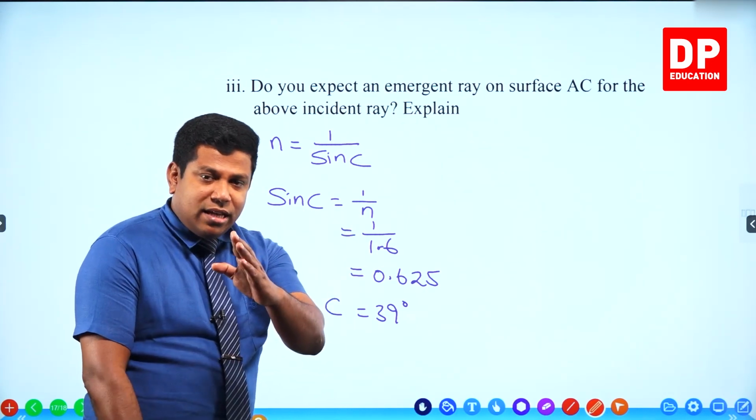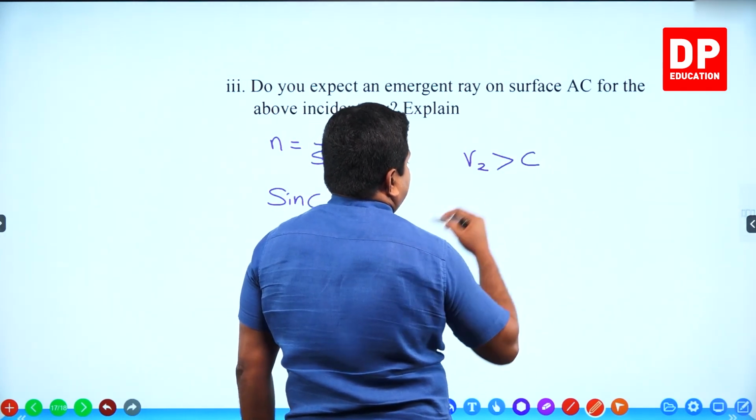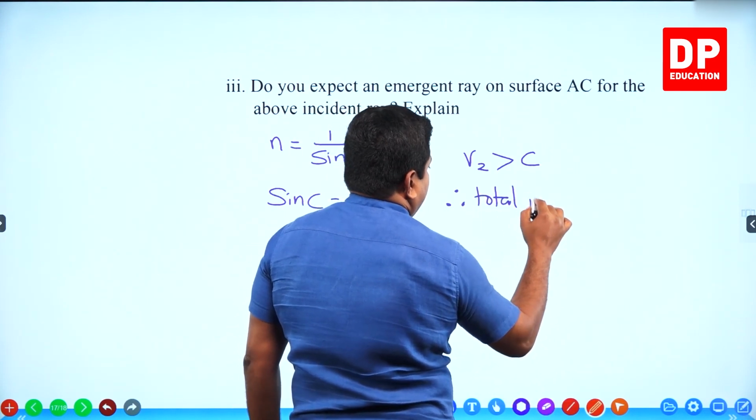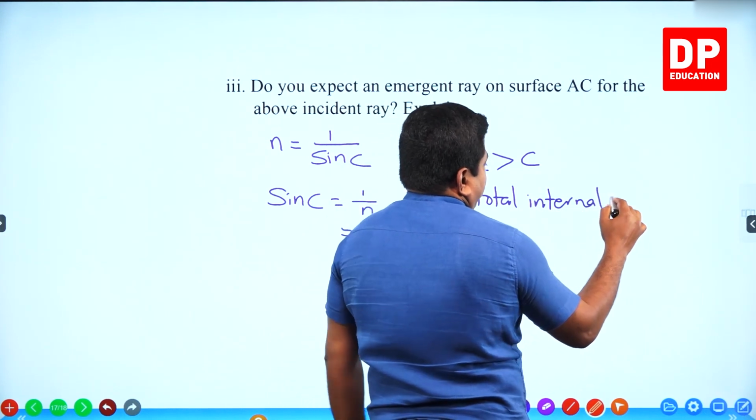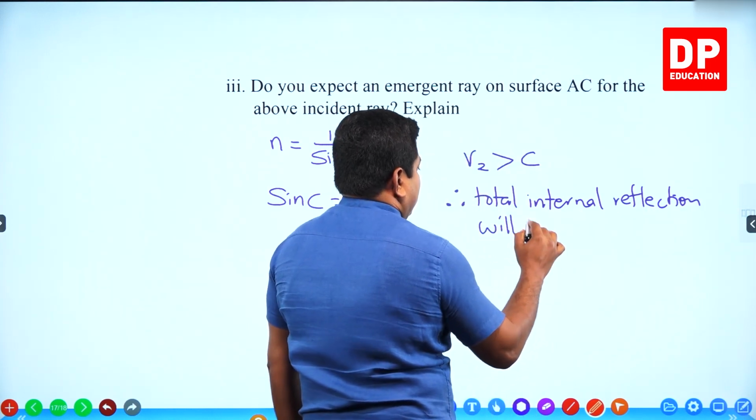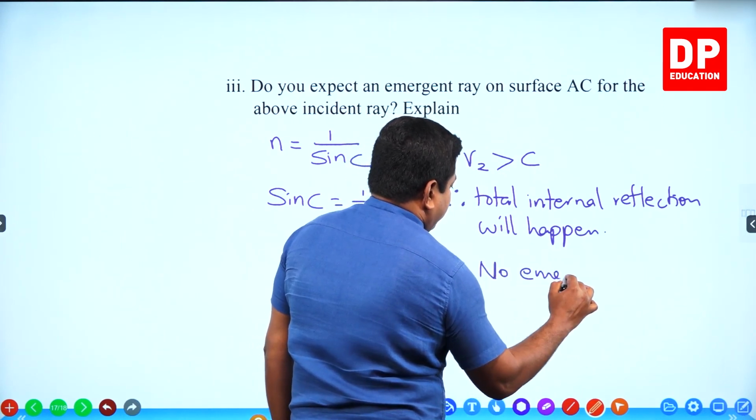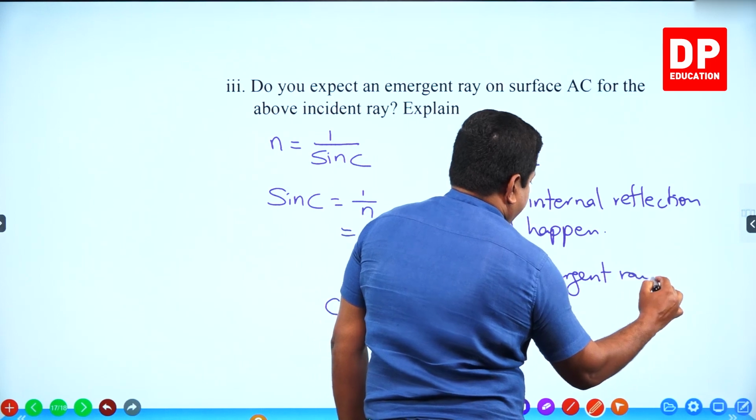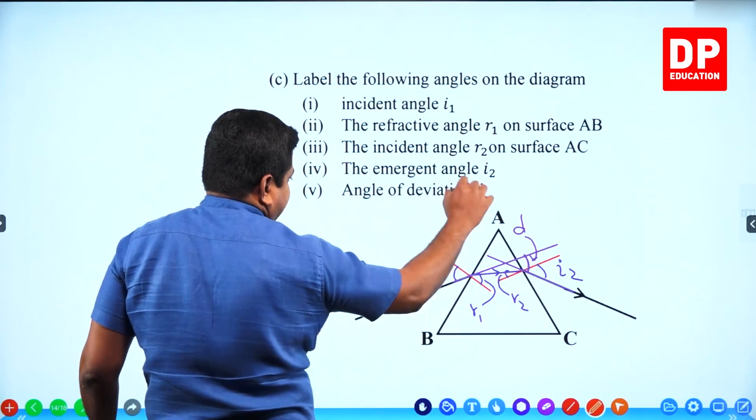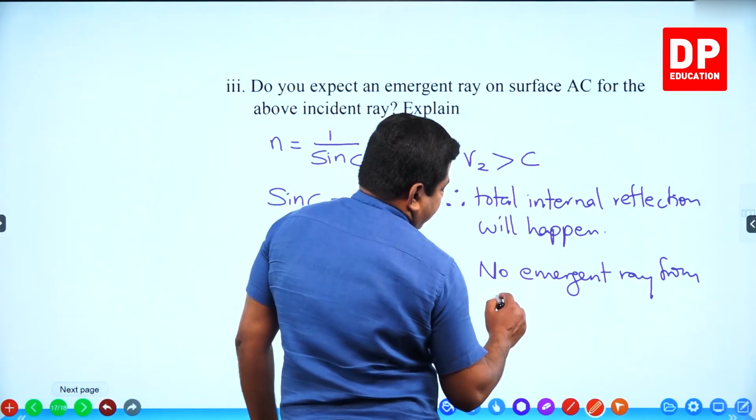What is the angle of incidence here? R2, 54 degree. Then we can say R2 is greater than C, the critical angle. Therefore, total internal reflection will happen. No emergent ray from which surface? We are talking about AC. Since R2 is bigger than the critical angle, no emergent ray from AC.